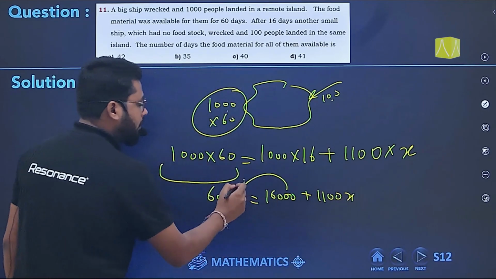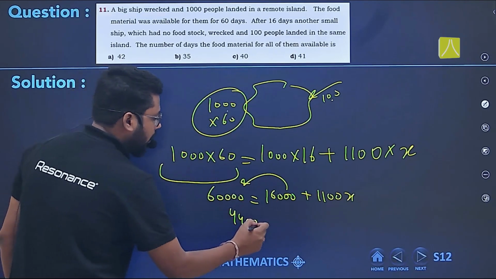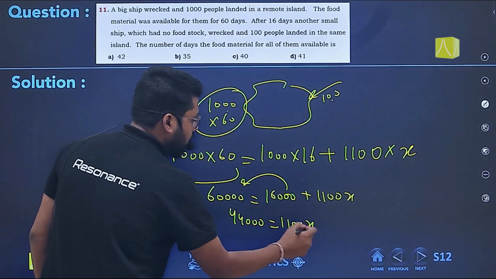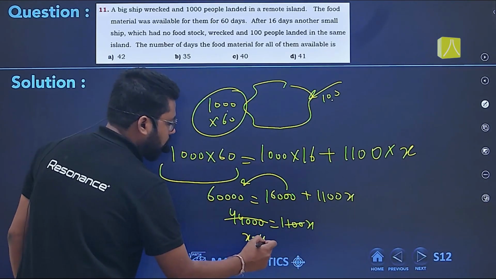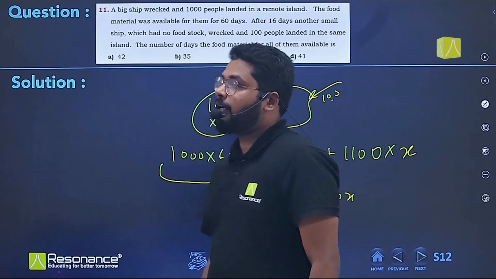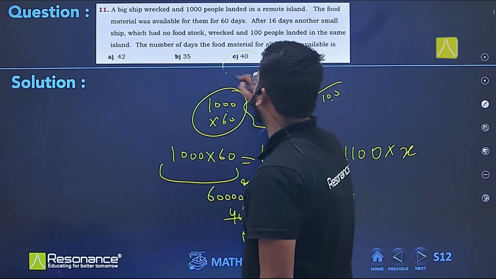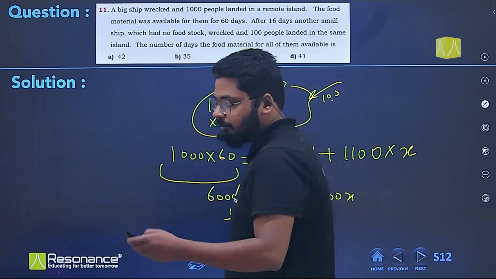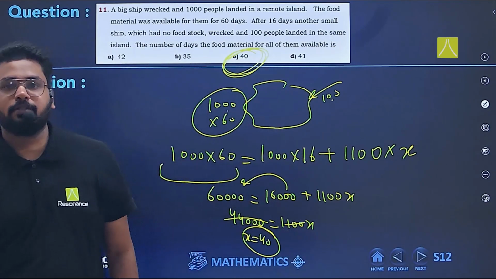Okay. So if we subtract this, 44,000 equals 1100x. So x will be 40. This means after 40 days, the overall food will be gone. The food will be dried up. So the answer is C, 40.